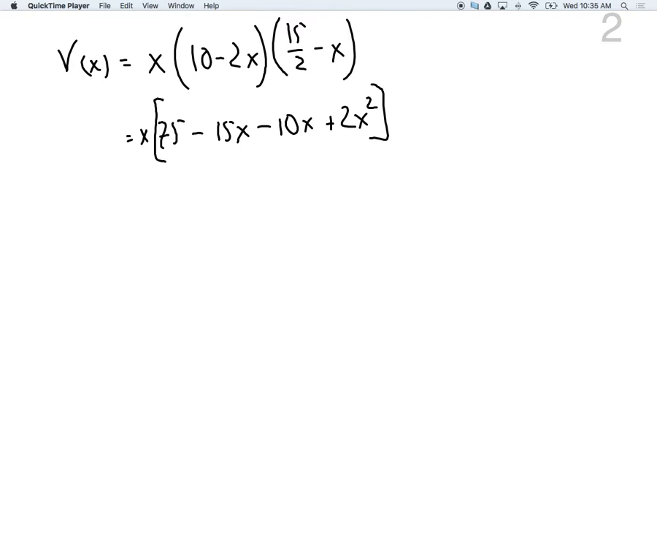Are we good? Right, I just foiled that. 10 times 150 divided by 275, and then the inner would be 2x times 15 halves. The 2's cancel, minus 15 halves. Okay, so then this would be, let's clean this up, 2x cubed minus 25x squared plus 75x.